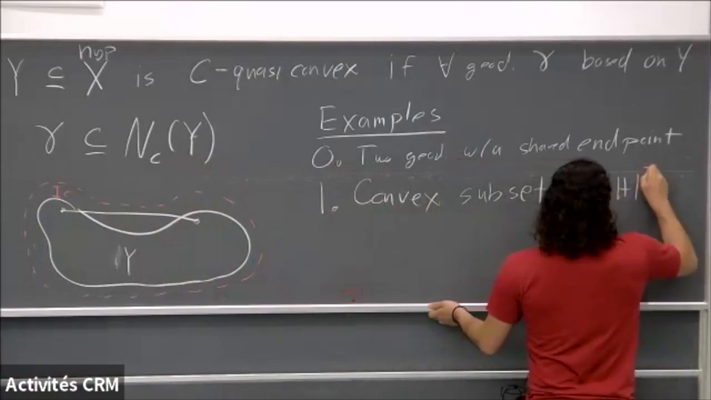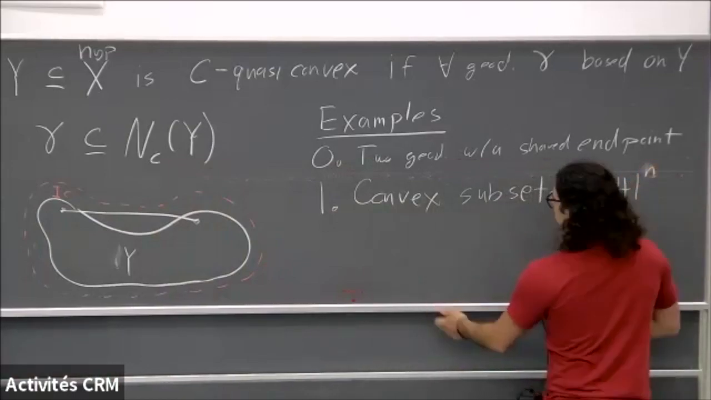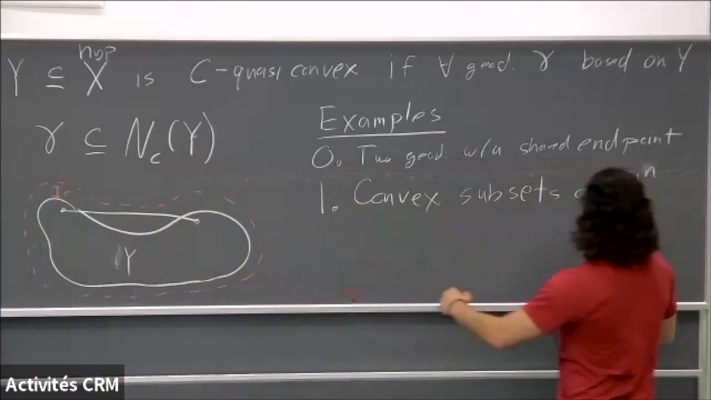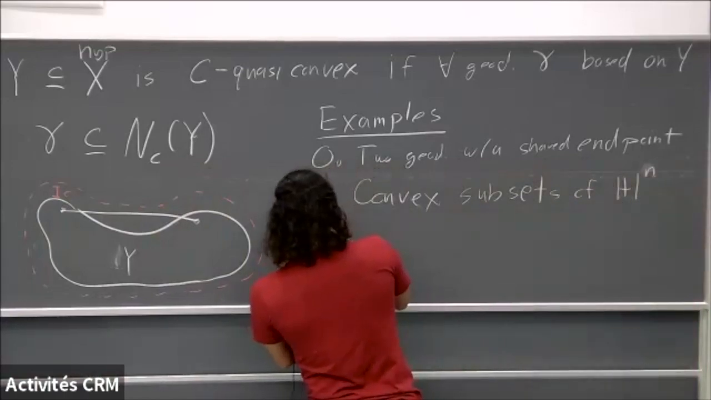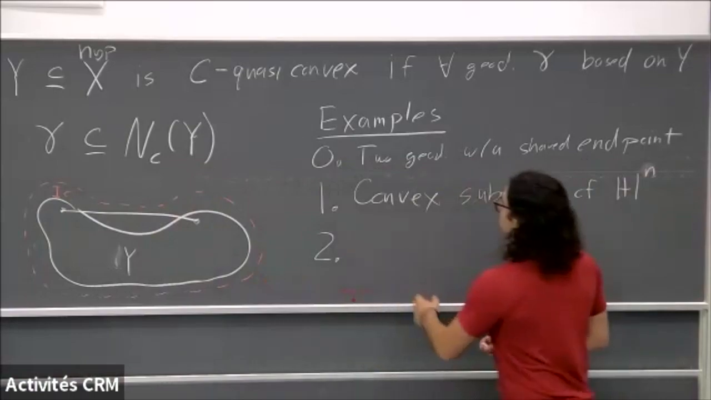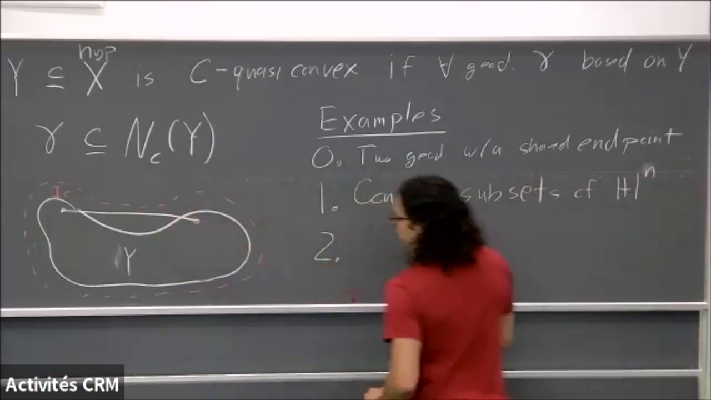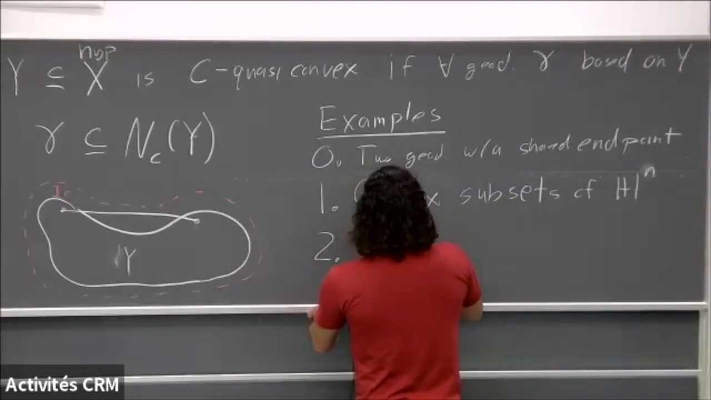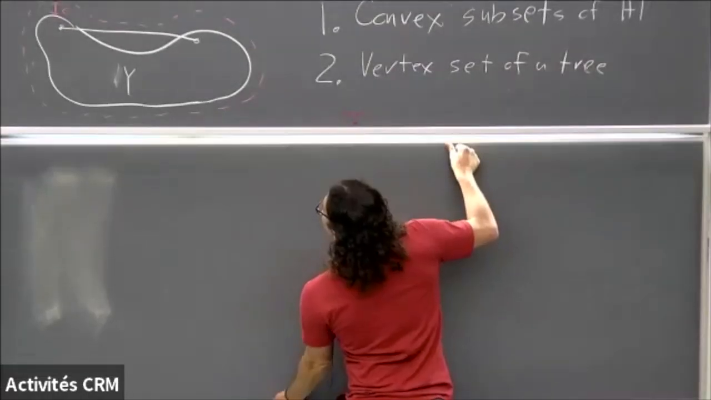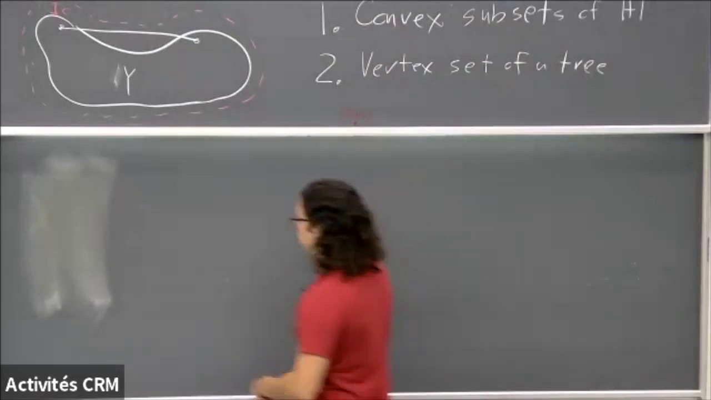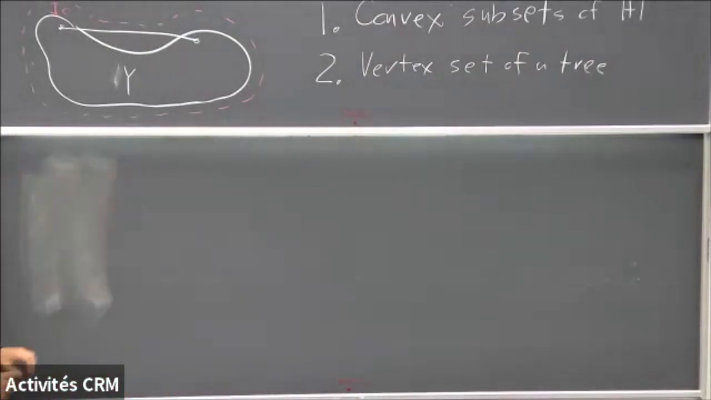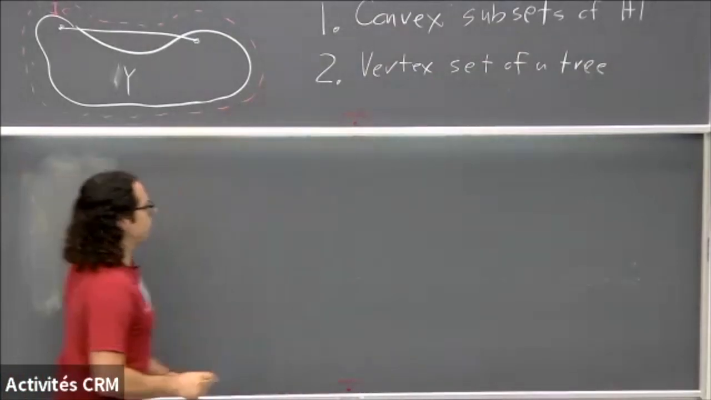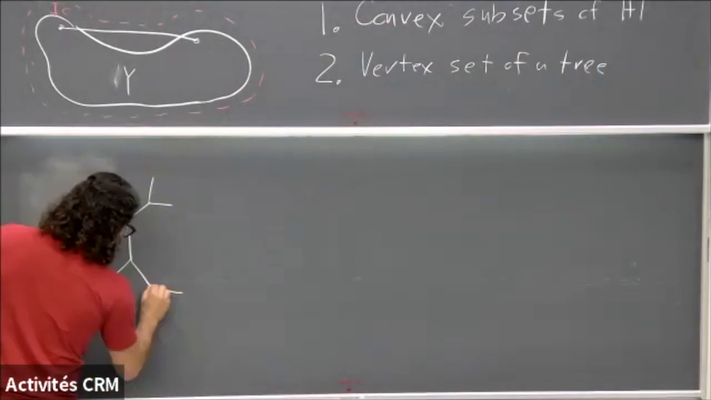That's another example. So you can think of geodesics and polygons and horoballs. And then one that illustrates the fact that you are in fact allowed to leave the subsets. It doesn't have to be actually convex. If you take the vertex set of a tree, let me draw a picture of that, because in many ways this is the example you should think about when you think of quasi-convex subsets. So I have a tree.